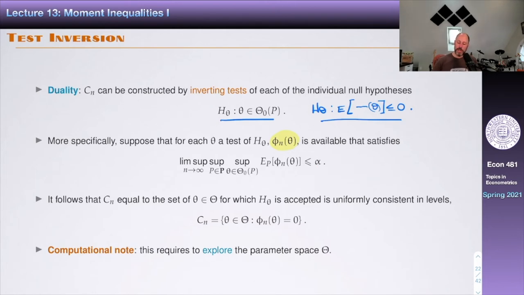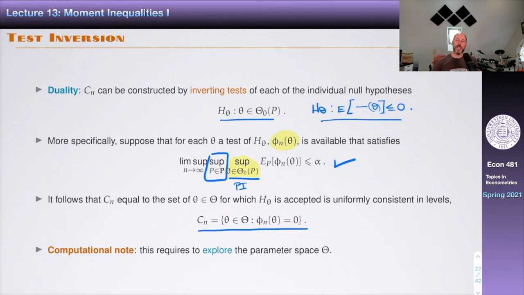So as you can see, relative to the uniformity stuff that we were talking about before, now we have this supremum that is new. This one is the one that we learned that we want if you want to have a good approximation to a finite sample problem. It's the same that we've been discussing up until now in the second part of the class. But this part is new and due to partial identification. So the result that is kind of straightforward says that if you have a test that has this property and you define your confidence region as all the values of theta that are not rejected by this test, then this confidence region is going to satisfy the properties that you want.